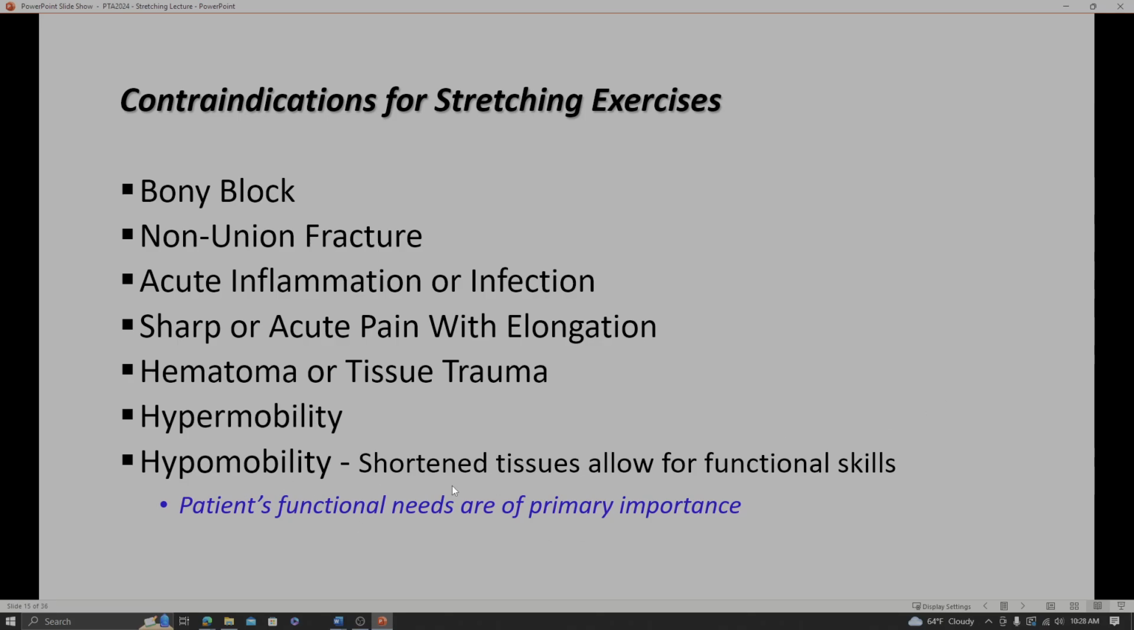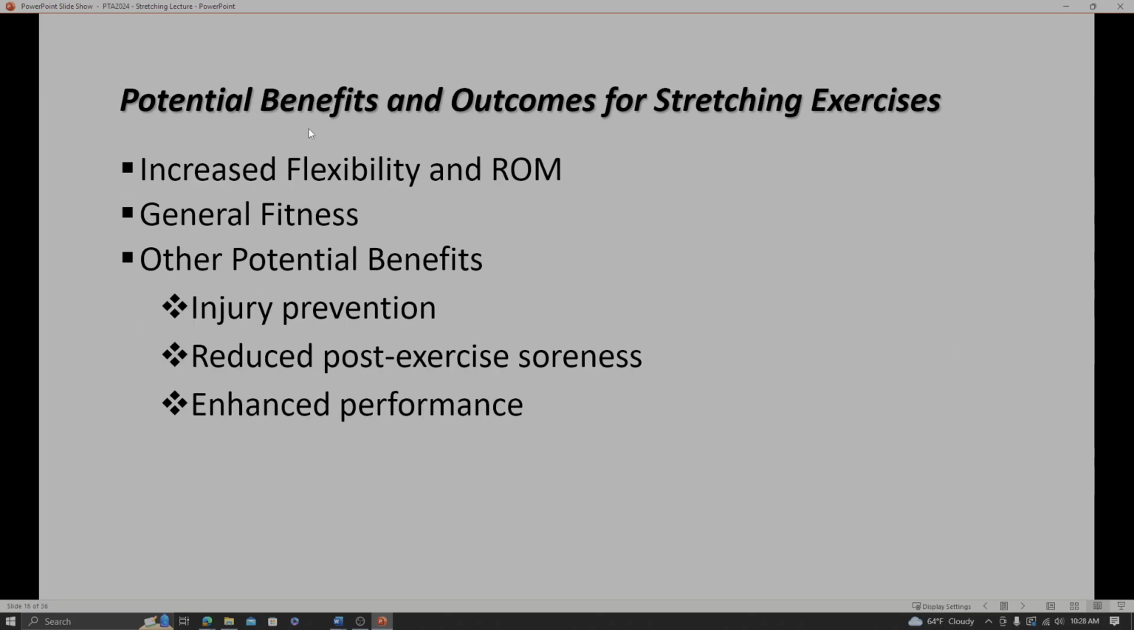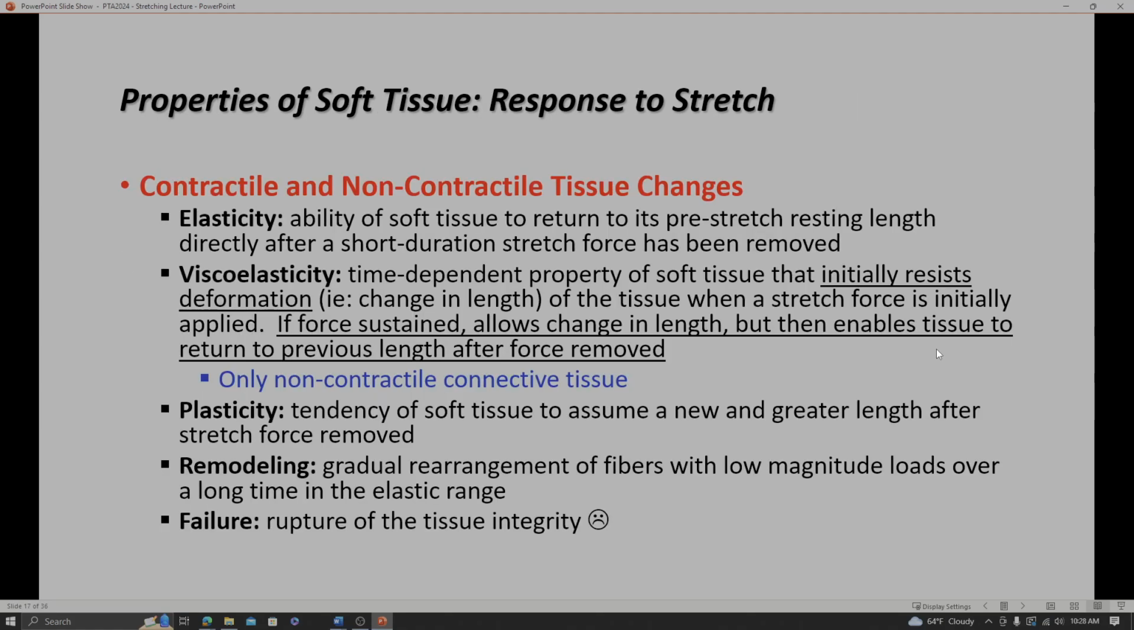And hypomobility, in terms of the fact that the functional needs are going to supersede the idea that I'm just trying to reach a range, right? If the shortened tissue is allowing for a functional skill, I want to keep that. Potential benefits here for outcomes of stretching are increased flexibility, general fitness, and prevention of injury, reduced post-exercise soreness, and enhanced performance. Okay, so these are some things we'll discuss.